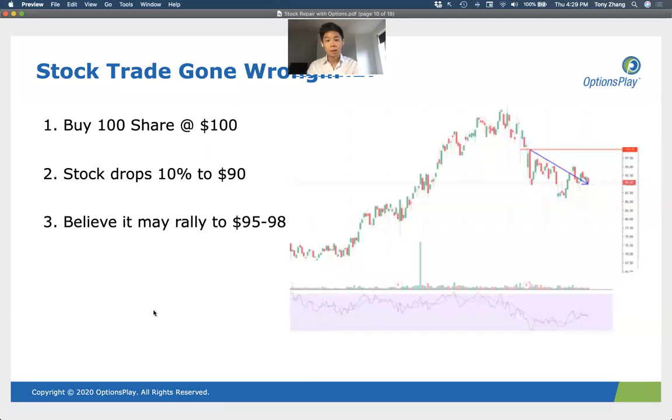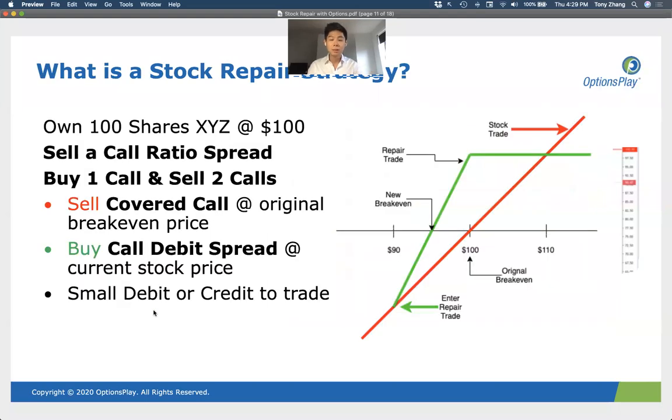So as I said, I think we're going to find a lot of stocks that fit into this general category based on the recent declines we've seen in the market. So I own 100 shares of XYZ at $100. How do you put on a repair trade?